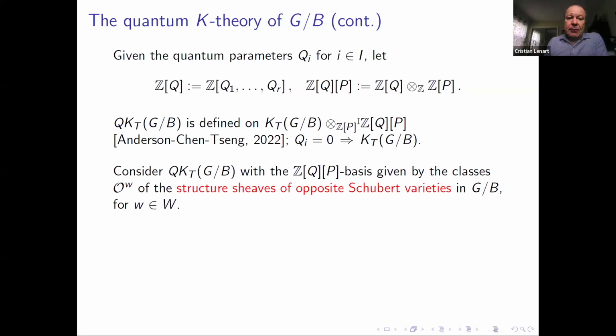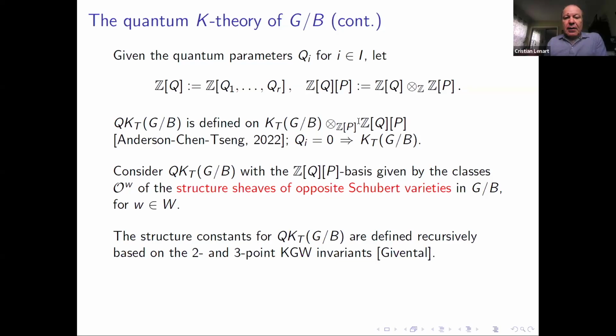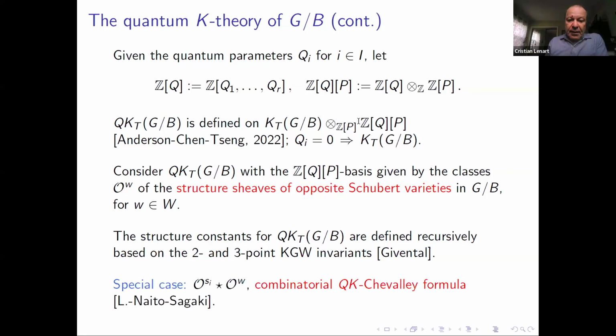So now we will consider this algebra with the basis of structure sheaves of opposite Schubert varieties, these O upper W. And how to define their multiplication? Well, we define the multiplication by defining the structure constants not as the KGW invariants like we do in quantum cohomology, but by plugging these KGW invariants, actually the 2 and the 3-point invariants, into a recursive formula, and this is how the structure constants come out. And magically, we get an associative algebra. And that's the quantum K-theory algebra. The product will be denoted with a star.